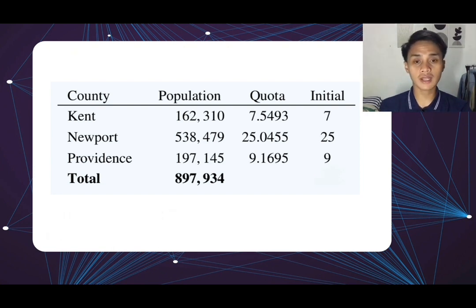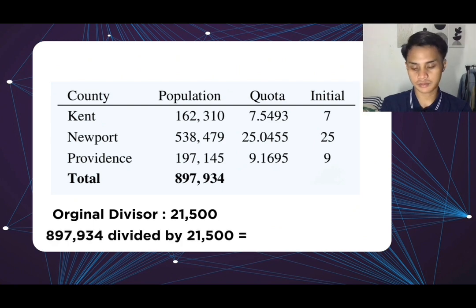So let's try another divisor, which is 21,500. So as you can see, the result gives 41 representatives. So we're done. If we had fewer than 41, we need to reduce the divisor more. If we had more than 41, we need to choose a divisor that is less than the original but greater than the second choice. And that's all.